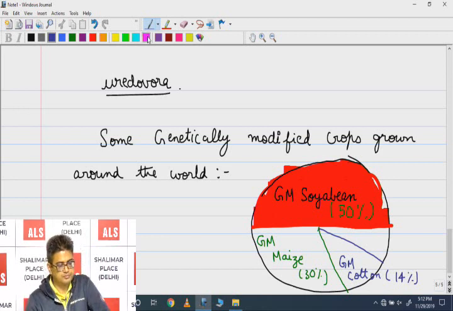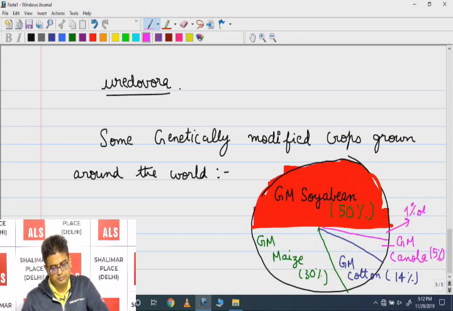Then there is a small percentage of genetically modified canola. This is 5%. 1% for others. So basically you can get an idea that the maximum cultivated GMO crop is soya bean. After this maize, after that cotton, after that canola. This is just to give you an idea.